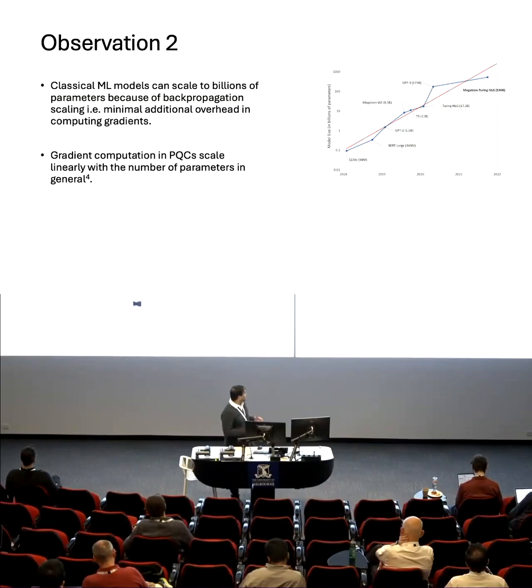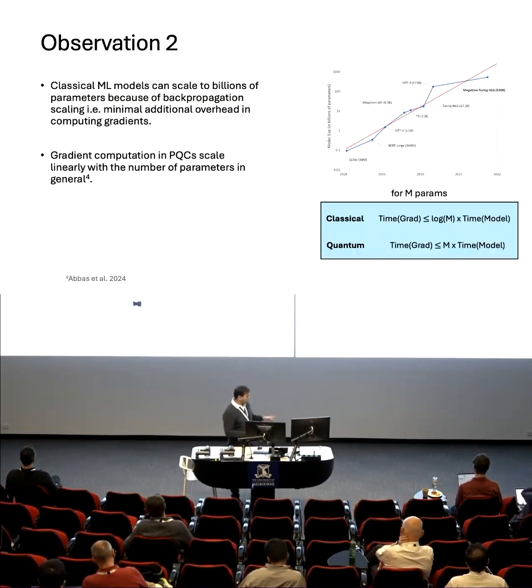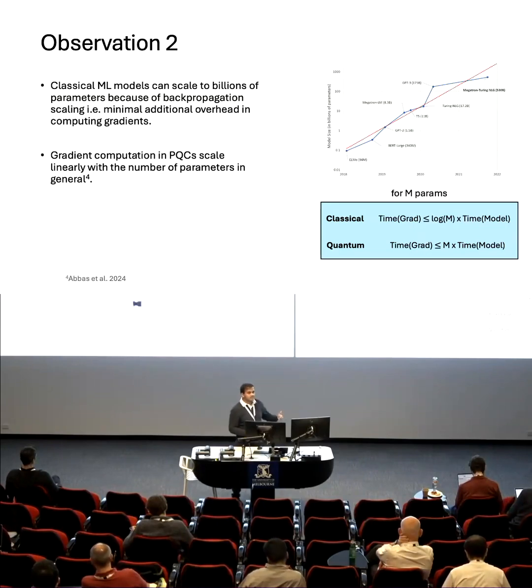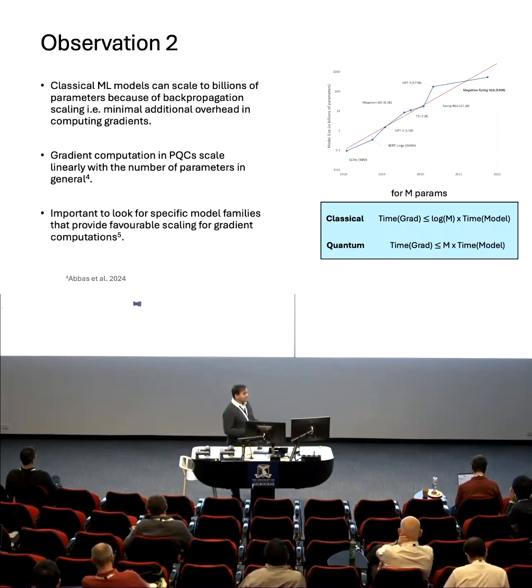But we see that in general, PQCs do not possess this scaling. So for a model with m parameters, if the classical complexity to compute the gradient is bounded by log m times the time taken to execute the model, for a quantum model, it will scale linearly with the number of parameters. All this was discussed in a beautiful paper from Google that I cite here.